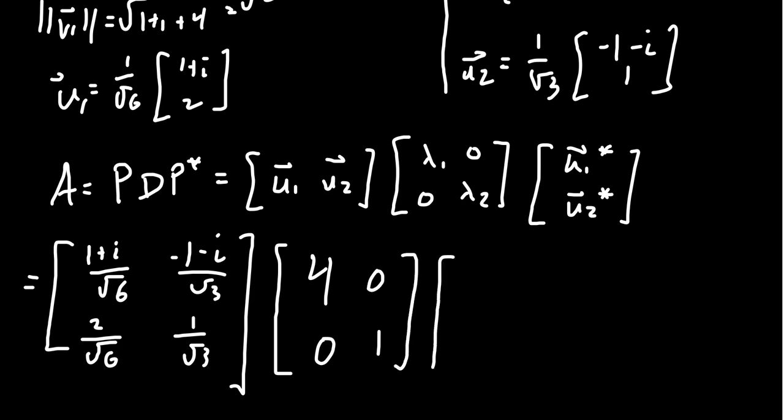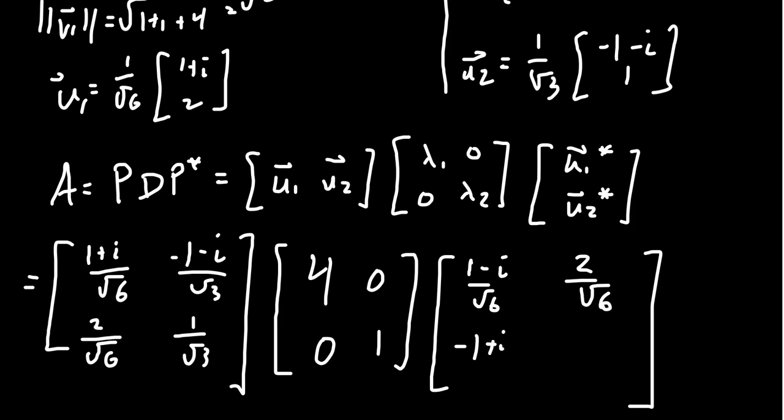And then for P star here, we take the conjugate transpose of the first matrix. So rows become columns, and make sure you take conjugates. So you get 1 minus i over the square root of 6. So we took the conjugate of that. You're going to get 2 over the square root of 6. That was a real number, so therefore the conjugation did nothing. Next, you're going to get negative 1 plus i over the square root of 3. Notice how I took the conjugate right there. And then you get 1 over the square root of 3 right here.